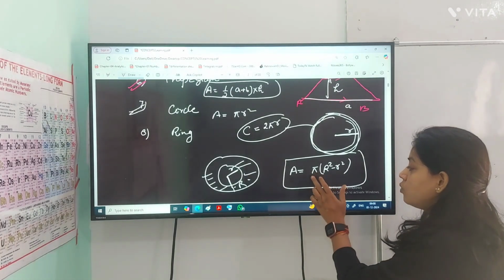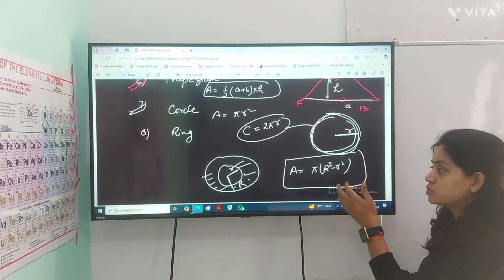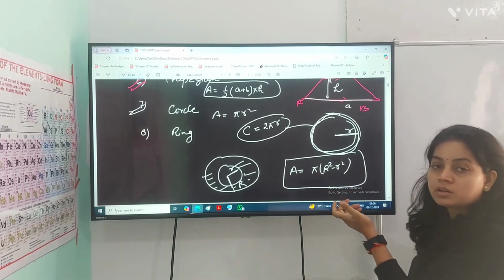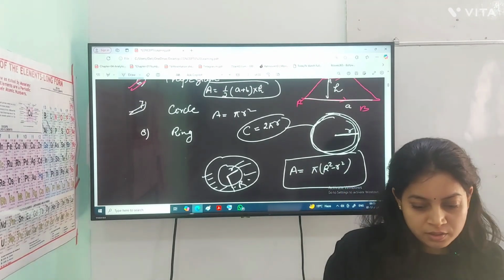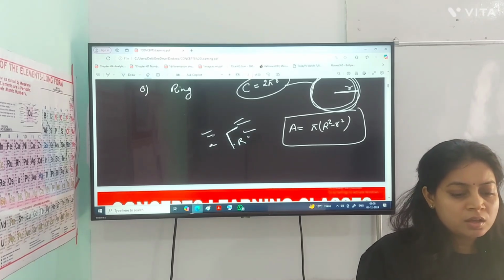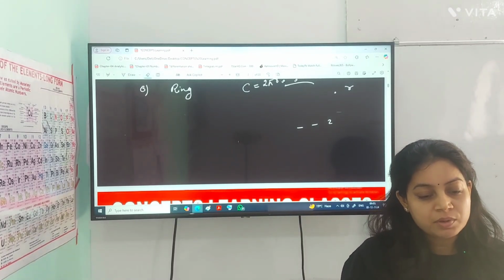So the area of the ring is pi (R square minus r square). I have just taken pi as common because the outer area is pi capital R square and the inner area is pi small r square, so you can just subtract it. So the calculation will become easier if you take pi as common, right? So other areas are also there in the case of the circle.